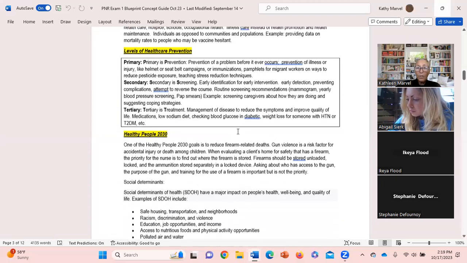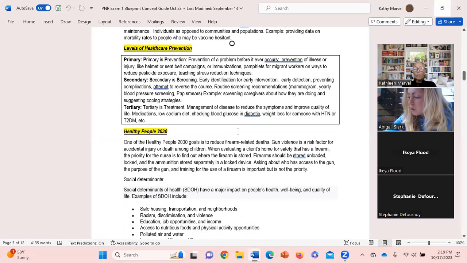Levels of healthcare prevention: primary, secondary, and tertiary. You have to be able to take each concept we're covering, such as what we did this week: the migrant farm worker, the rural population, the homeless client, the family or individual who lives in poverty. Those specific concepts all have primary, secondary, and tertiary interventions, but you have to be able to apply each level of intervention to that specific group.